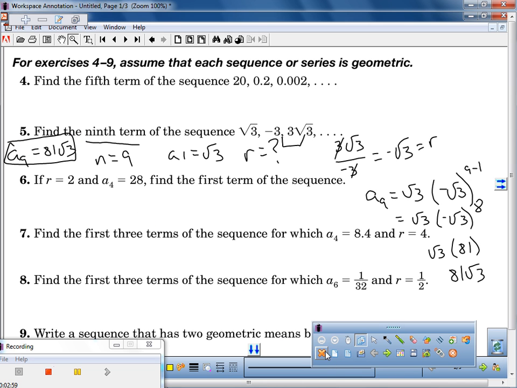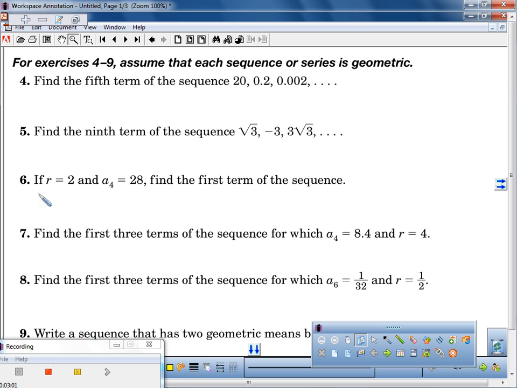Okay, now let's look at question 6. In question 6, we're told to find the first term. That's going to be a little bit different than what we've been doing, but we can do it. So let's see what we do know. We know r, and we know n from the a sub 4 equals 28.